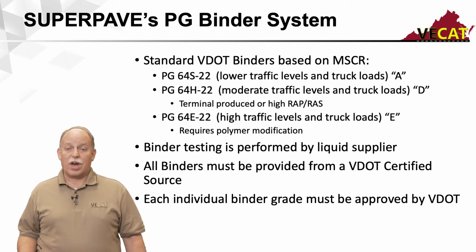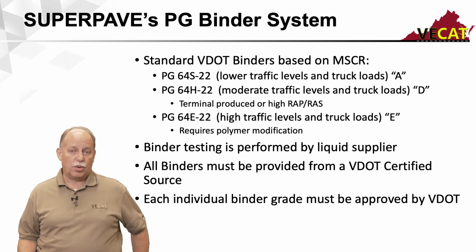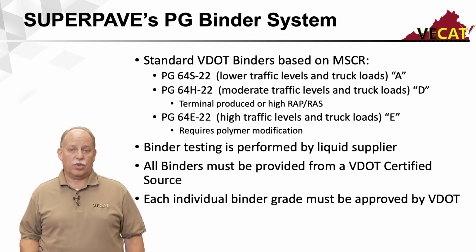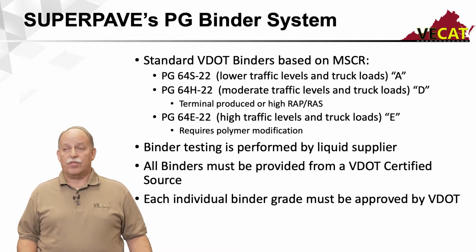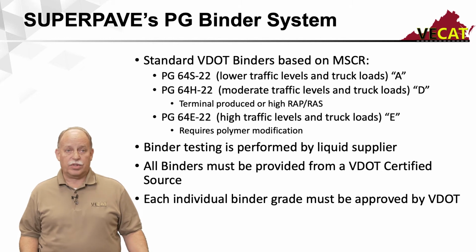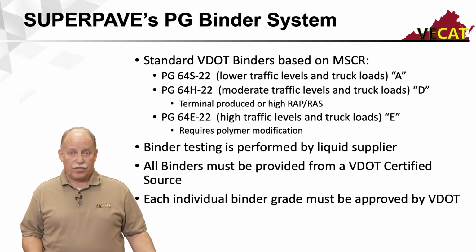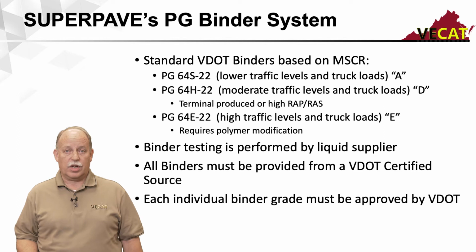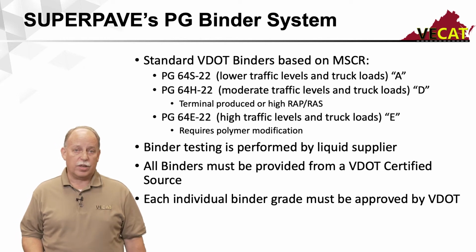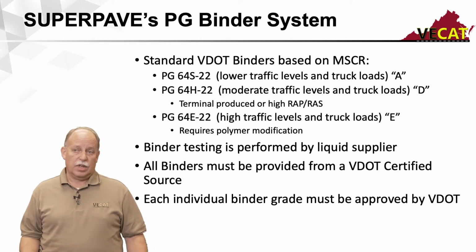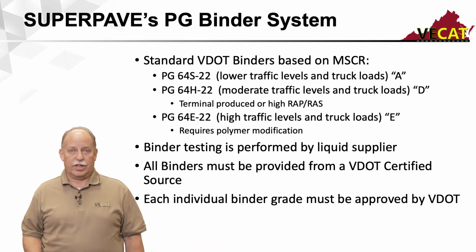Binder testing is performed by the liquid supplier, so all of it has to come to the plant already tested. It is already determined that it meets these properties. All binders that are provided have to go through the VDOT certified source program. VDOT goes through and determines that those sources are verified and that they can produce a high quality mix in accordance with all of their specifications. Not only is the facility approved, but each binder grade has to be approved by VDOT.